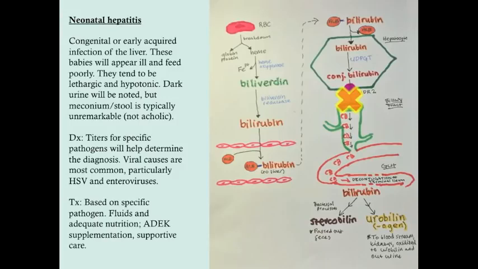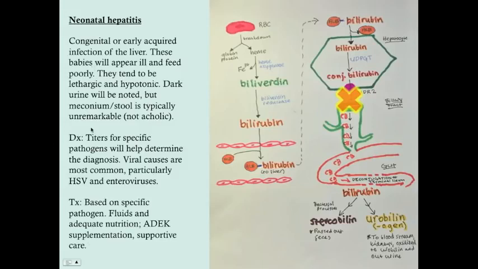So this is going to be another conjugated hyperbilirubinemia, but unlike the biliary atresia, these babies will appear ill. They tend to be lethargic and hypotonic. They'll also have dark urine, but the meconium in stool is typically unremarkable. It's not an acholic stool like you would see in biliary atresia or the extrahepatic hyperbilirubinemias.